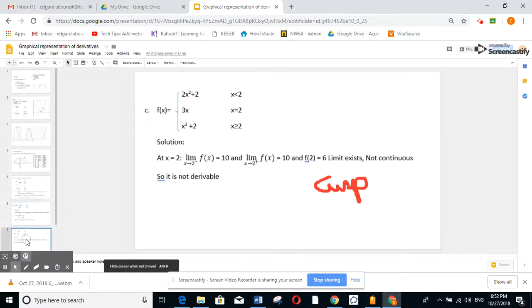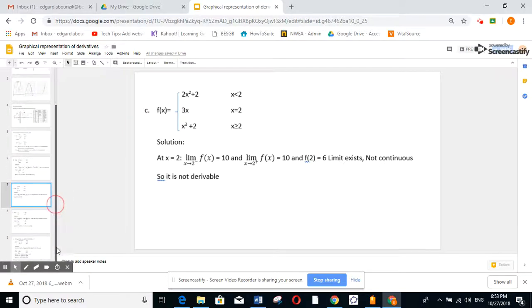So let us go to another example. Here I want to check at 2. At 2 minus it's 8 plus 2, 10. At 2 plus it's 8 plus 2, 10. But f of 2 is 6. The limit exists, but it's not continuous. So there is no need to continue further. So it is not derivable.